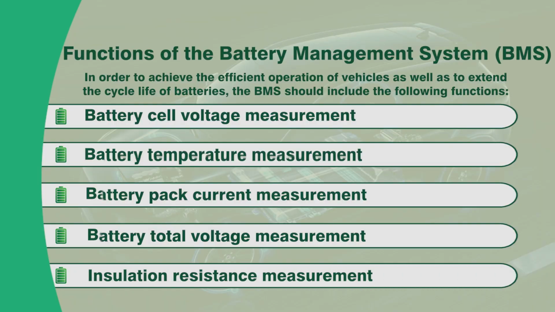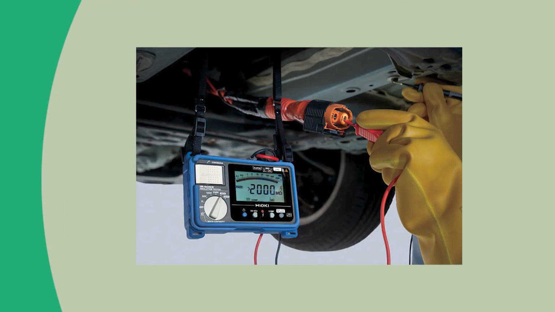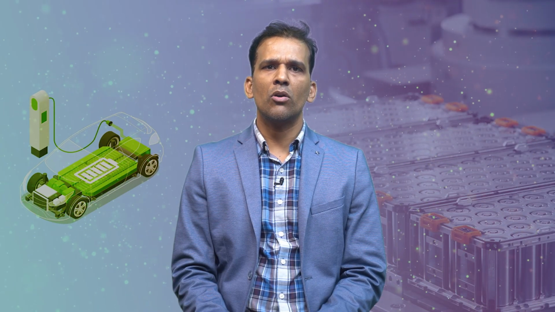The next one is the insulation resistance measurement. Insulation resistance measurement is very crucial to check the status of your battery pack, whether it is in a faulty condition or a normal condition. There are different types of faults, like short circuit faults and open circuit faults. Those faults can be analyzed using this insulation resistance measurement.